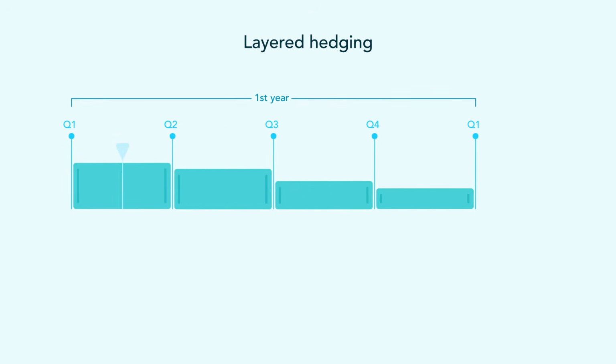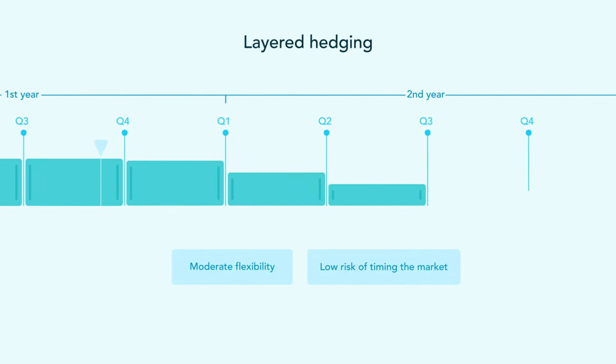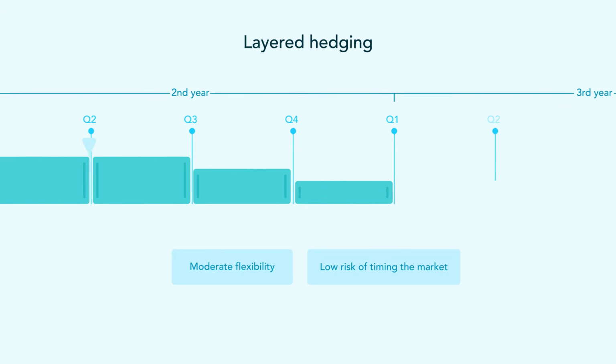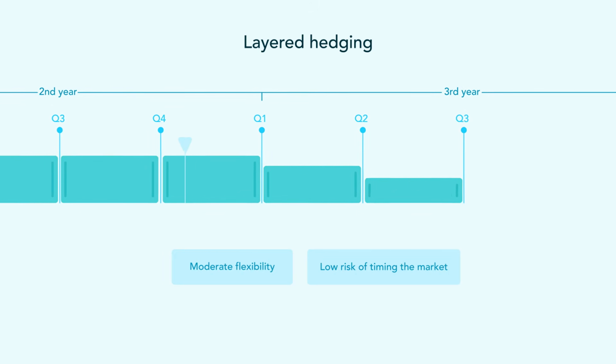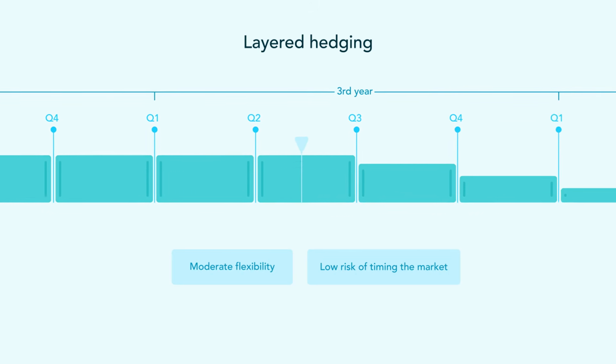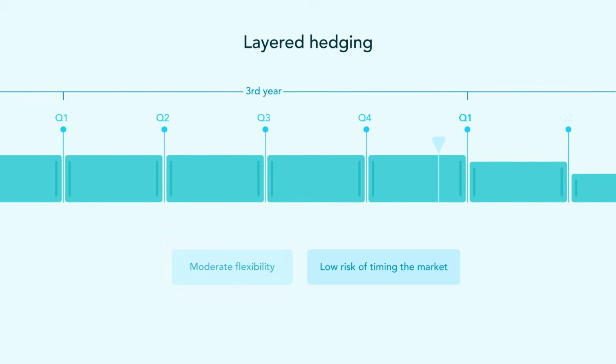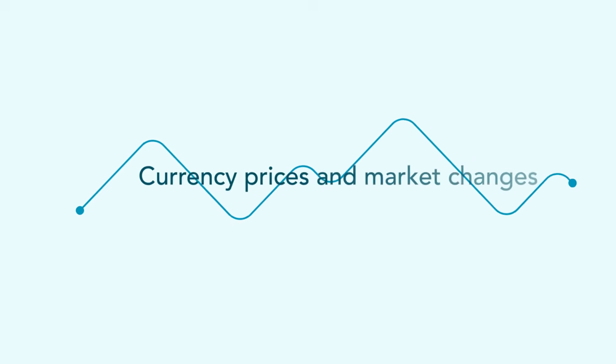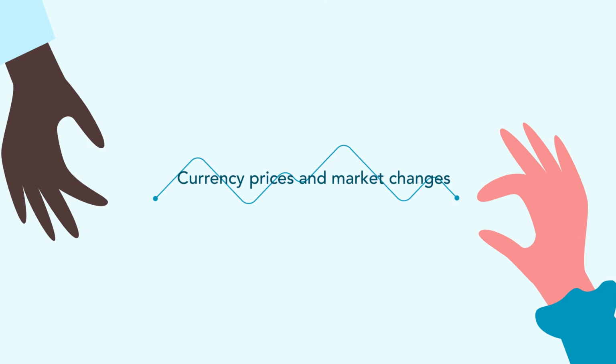Layered hedging is set over time with staggered notional and expiry dates, providing flexibility to adjust to market conditions and reducing the risks of timing in the market. Layered hedging helps CFOs and treasurers smoothen their currency prices and adapt to market changes.